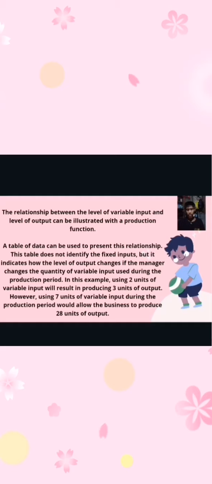The relationship between the level of variable input and level of output can be illustrated with a production function. A table of data can be used to present this relationship. This table does not identify the fixed input, but it indicates how the level of output changes if the manager changes the quantity of variable input used during the production period. In this example, using 2 units of variable input will result in producing 3 units of output. However, using 7 units of variable input during the production period would allow the business to produce 28 units of output.